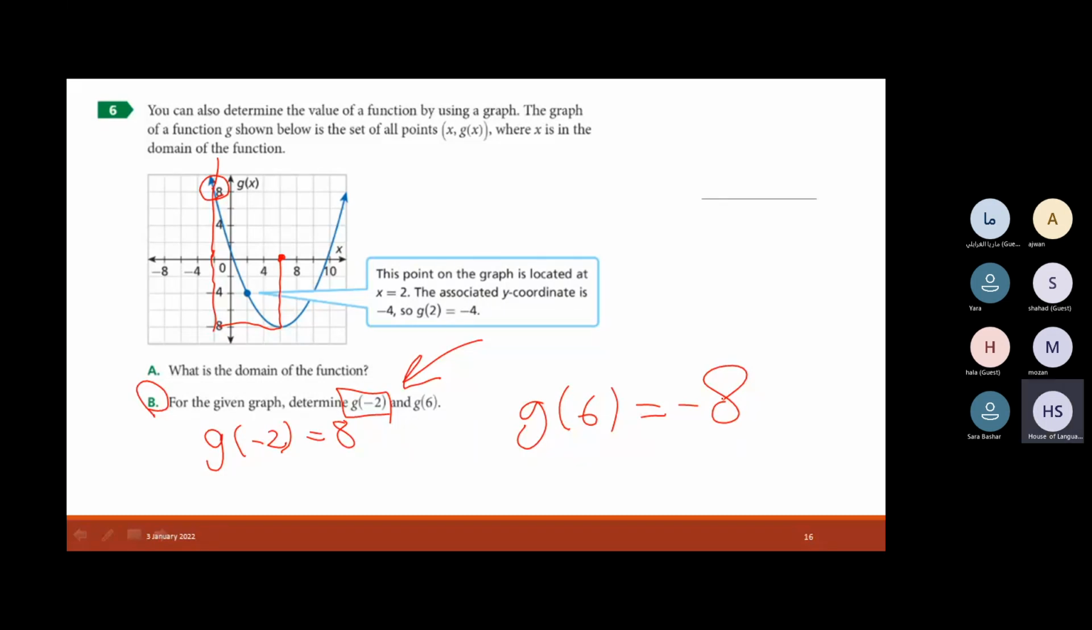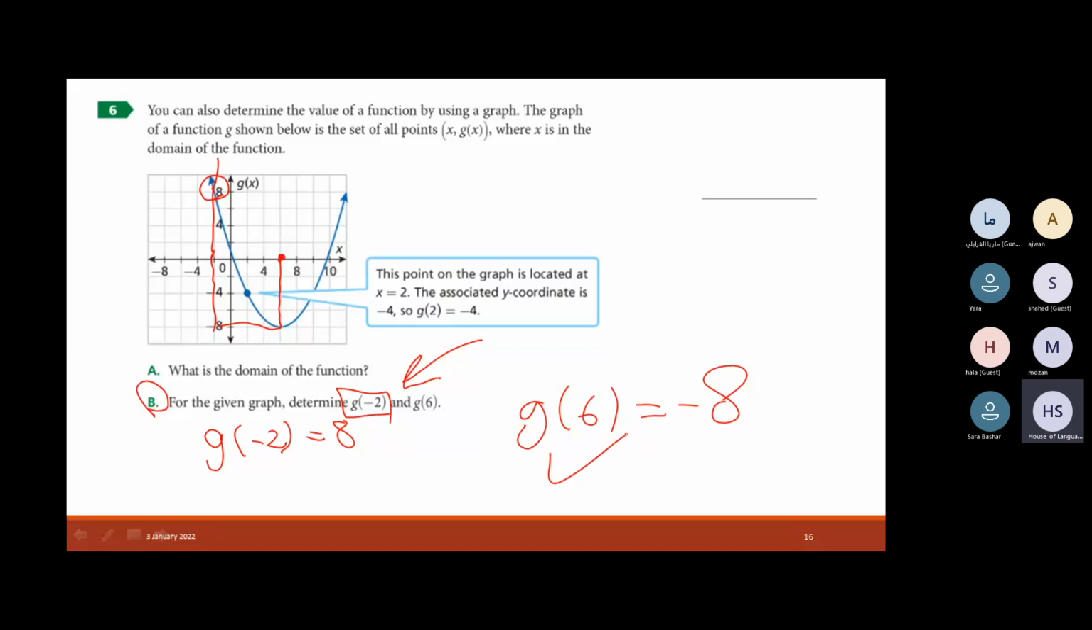Negative 8. Okay. G of 6. So do you know why it's negative 8? Do you know why it's negative 8? Yes. It's negative 8. Yes, that's it.